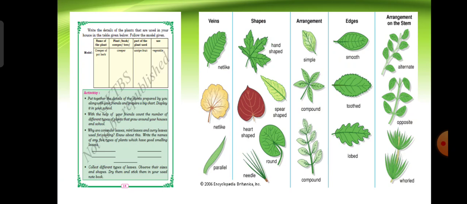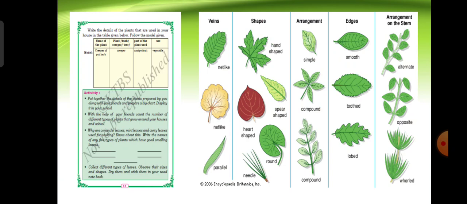Write the details of the plants that are used in your house in the table given below. Follow the model given. See, for example, you can write what are the uses, name of the plant. See what mummy is using daily. If she wants to make some sambar, for sambar what plant she is using. See, for example, if it is a drumstick, leaves, whatever it is. Okay, so what part of it is used, whether the vegetable is used, what part it is used, the fruit is used, what is that.